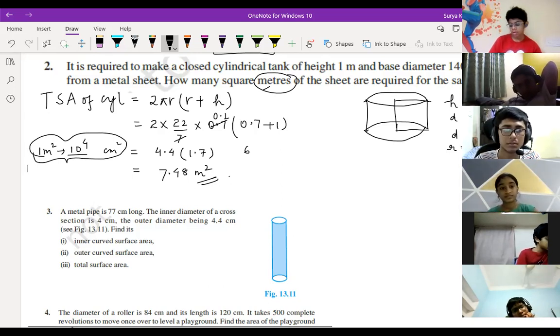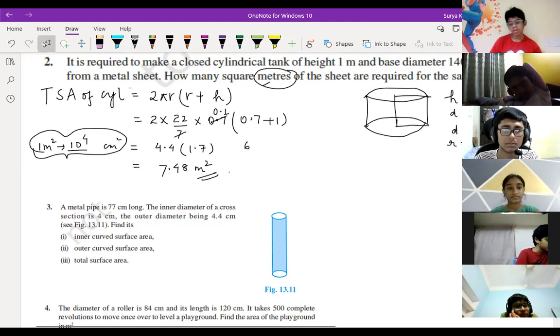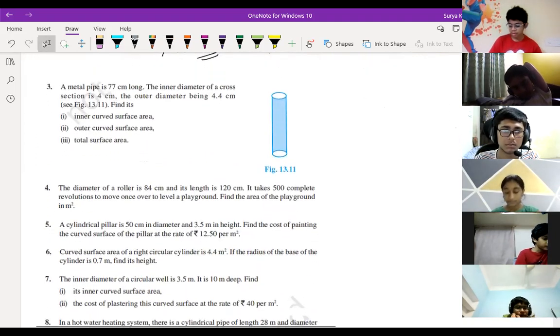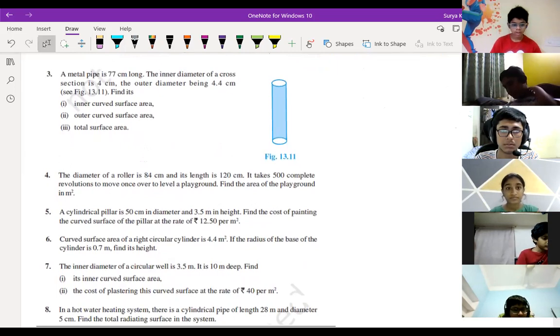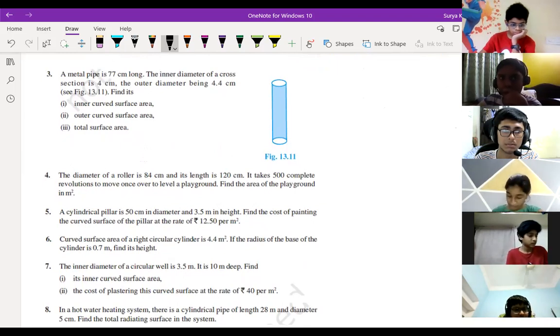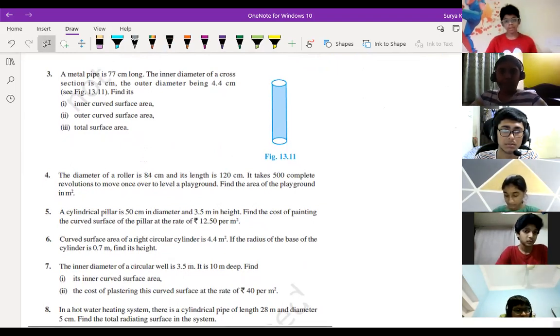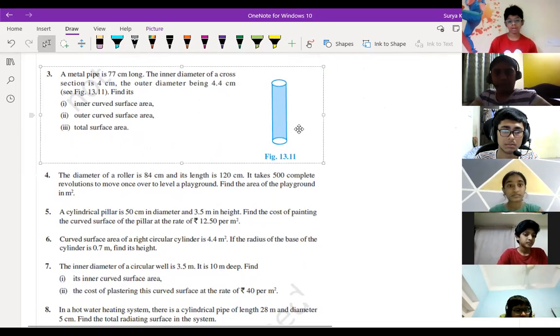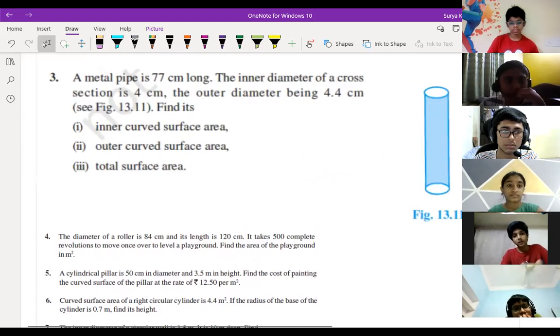All right. Then the next question is the metal pipe. Here they are talking about inner radius and outer radius. This is a very, very important question, children. Try to understand carefully. You tell me one by one what we can do for this. Tell me, Sai Ritvik, try to understand and tell me the answer for this.